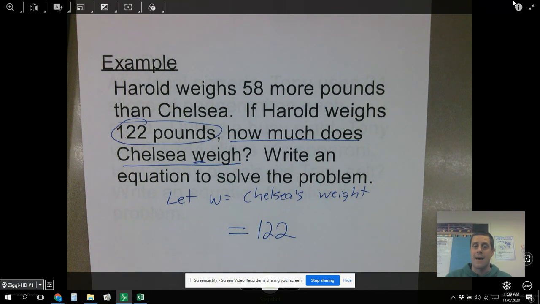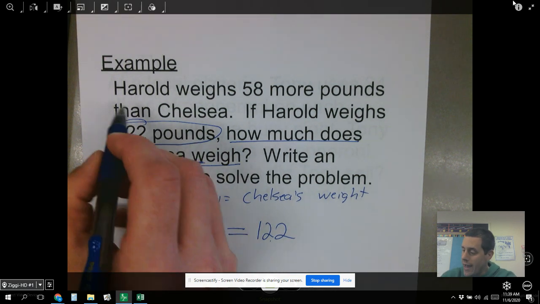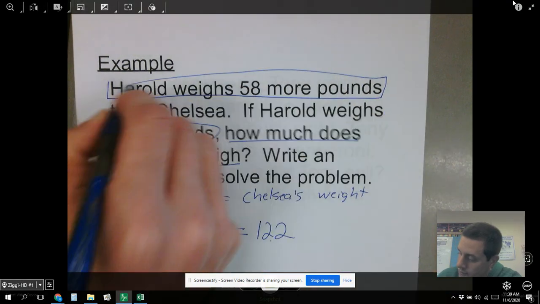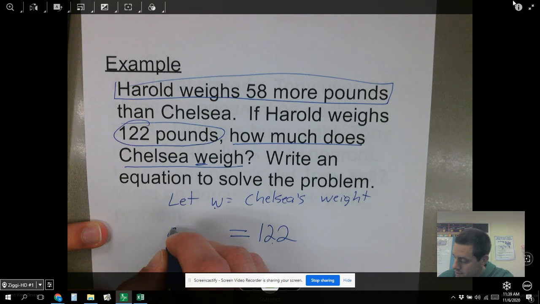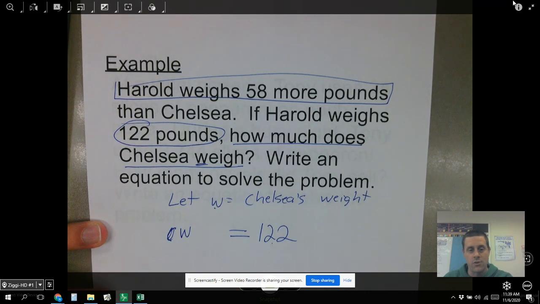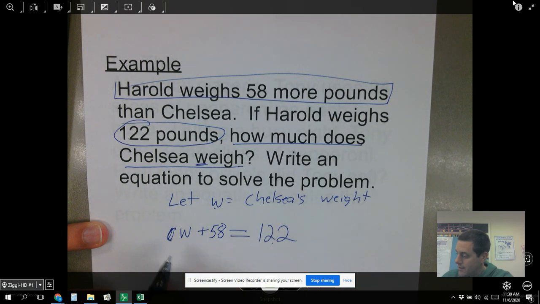Now, step 3, mathematically, what are we doing with the variable W to get Harold's weight? Well, I know Harold weighs 58 more pounds than Chelsea. So if I take W, Chelsea's weight, and add 58 to it, Chelsea's weight plus 58 pounds should be exactly the same as Harold's weight of 122 pounds. So our equation is W plus 58 equals 122.